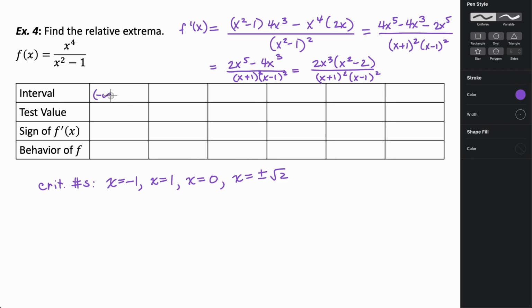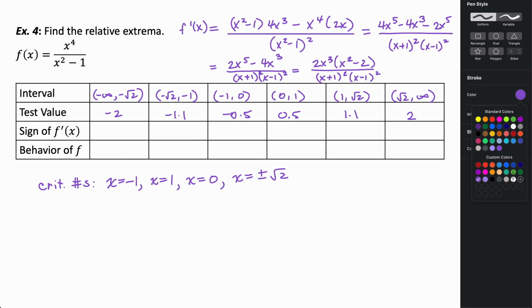So we're going to go from -infinity. The smallest critical number is -rad2. Then we're going to go from -rad2 to -1. Then from -1 to 0. From 0 to +1. From 1 to +rad2. And then from rad2 to infinity. Remember, rad2 is about 1.4. So if I pick something like -2 here, maybe like -1.1 here, maybe like -0.5, maybe +0.5, +1.1, and then +2 there. Okay.